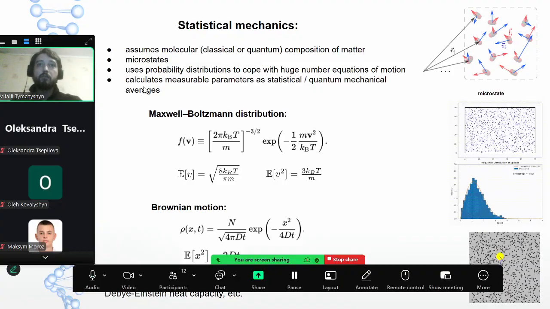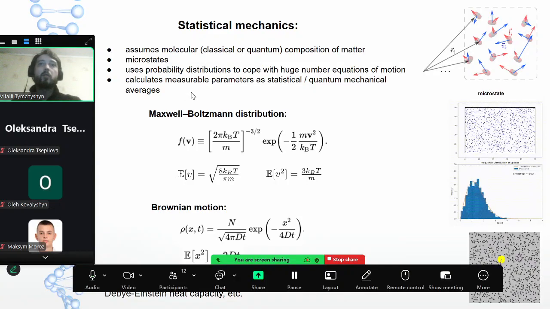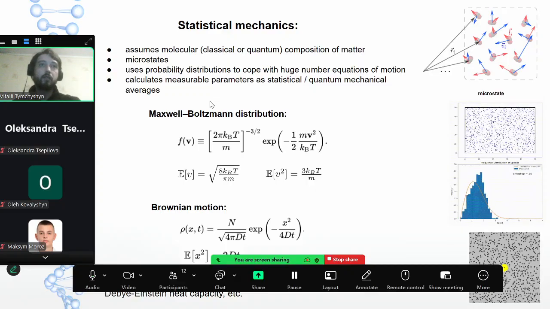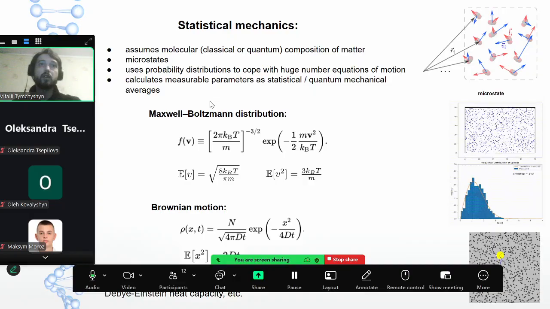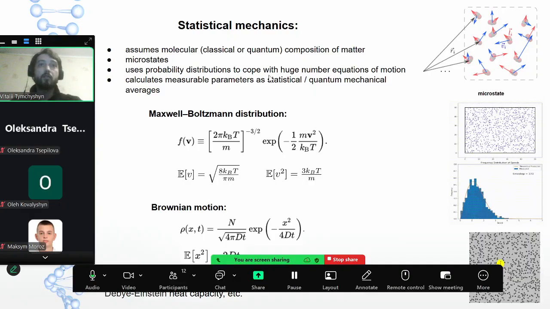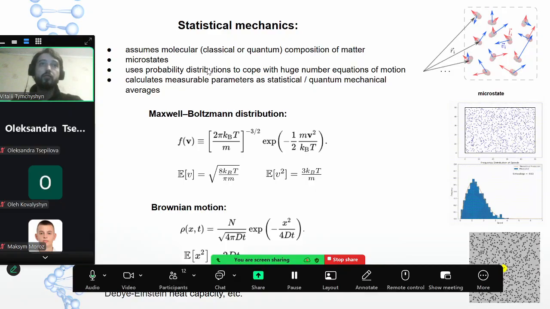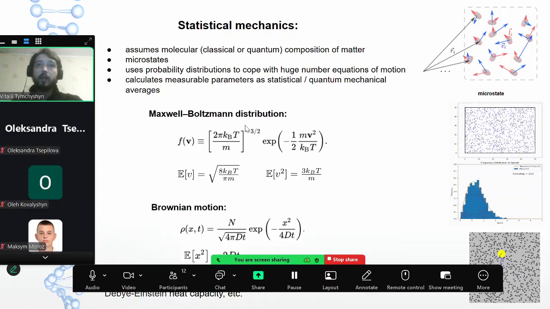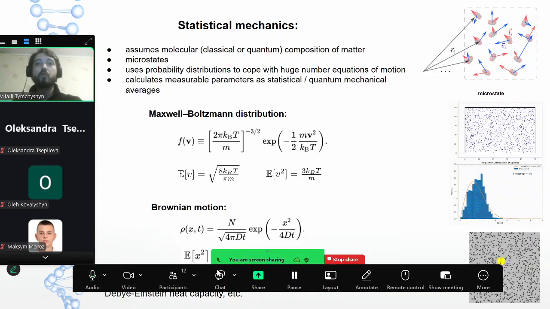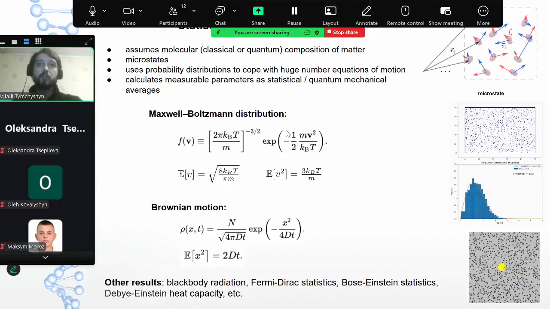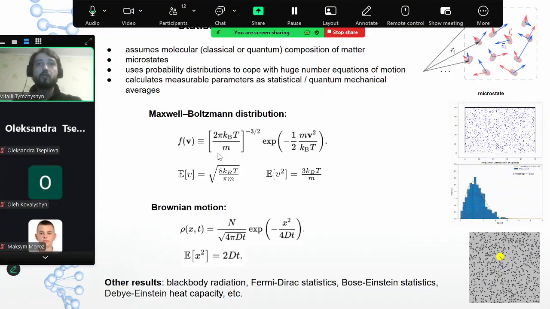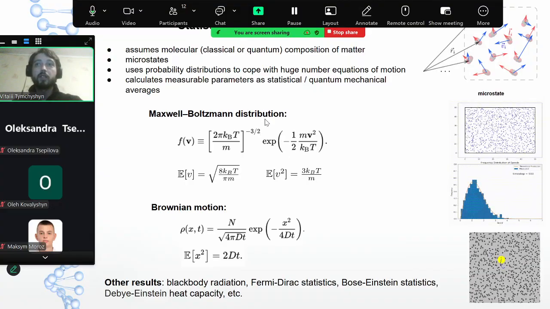This is one microstate. If you move one of the molecules, you will get another microstate. And that's really huge. So it uses probability distributions to cope with a huge number of equations of motion. You know that in classical mechanics we cannot solve equations for 3 bodies. So here we have, I don't know, 10 to the 23rd bodies, so we should use some different mathematical apparatus. And we can calculate some measurable parameters as statistical or quantum mechanical averages. Here are some results, so don't be afraid. I will not expect you to remember all the things, but they are pretty useful.